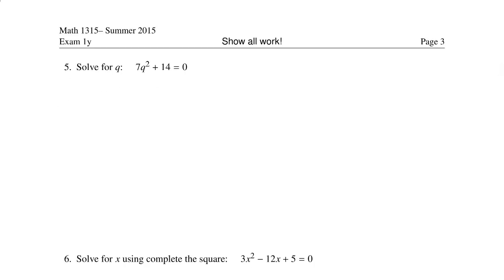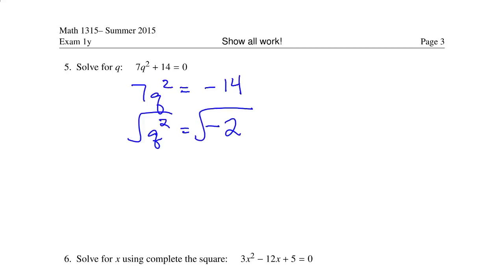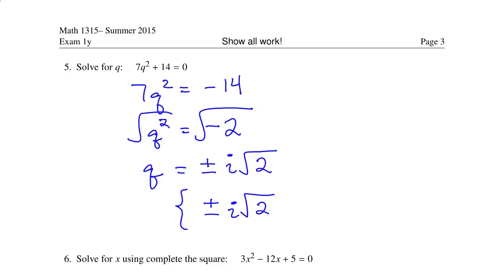Question 5, solve for Q. I'm going to move the 14 to the right side. It goes over as a negative. Divide both sides by 7. It becomes negative 2. Now if Q squared is equal to negative 2, I want to take the square root of both sides, and that's going to give me Q is equal to plus or minus. The negative under the square root comes out as an i, but then you can't simplify the square root of 2. So it comes out as i root 2. And then it's plus or minus. So the solutions are plus or minus i root 2.